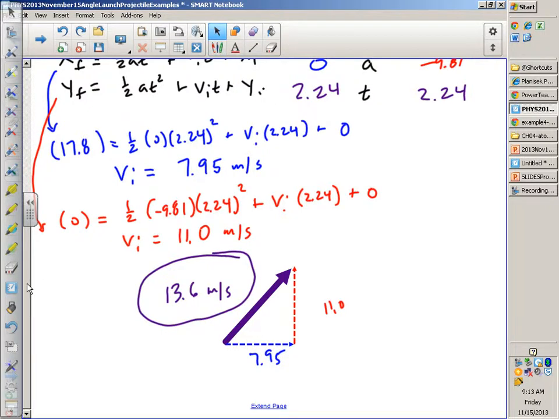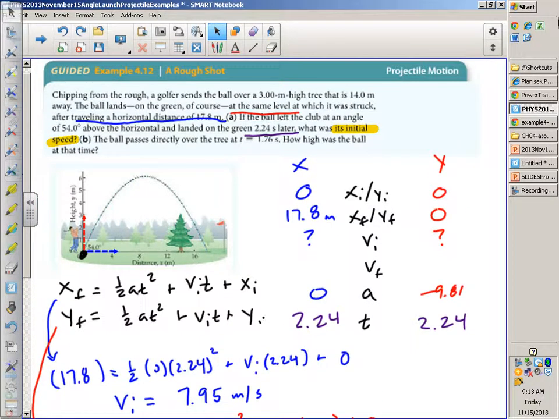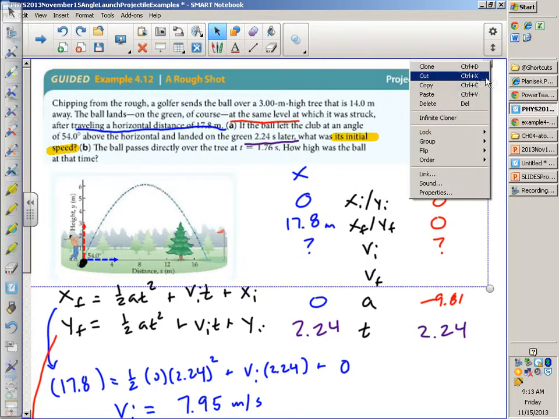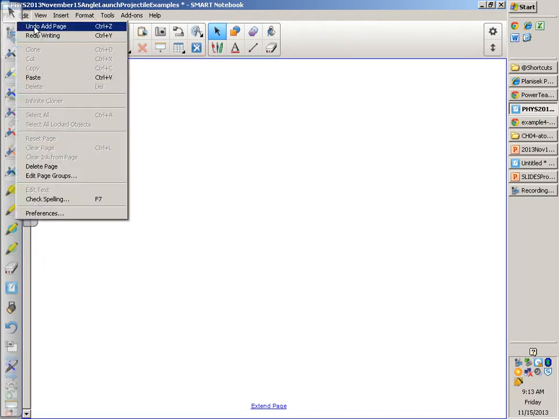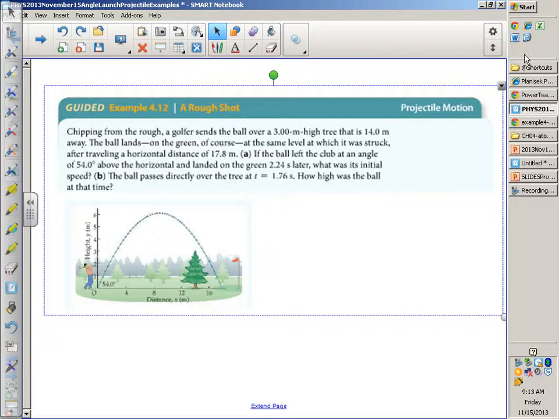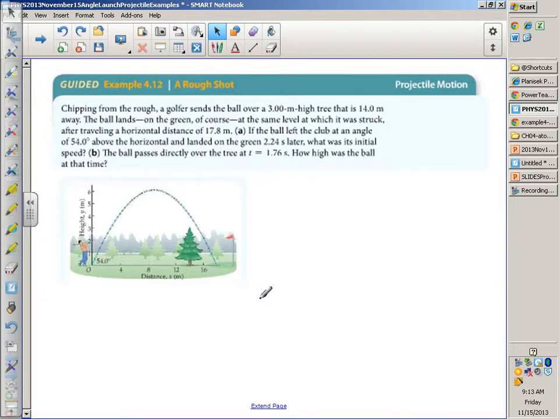All right, let's tackle part B. I'm going to take this and start a new page. Okay. So it says the ball passes directly over the tree at t equals 1.76 seconds. How high was the ball at that time? So, what is this question asking us for? Final y. How high does it end up?